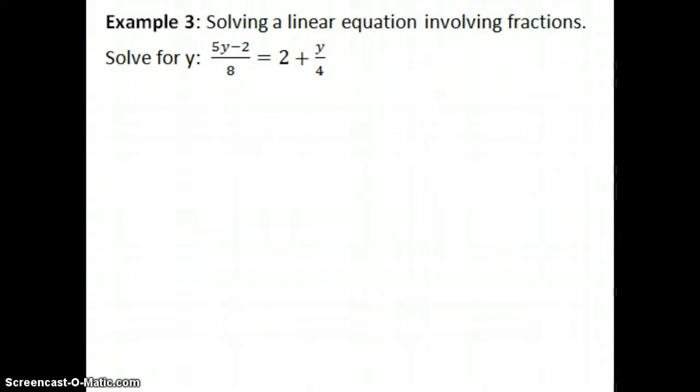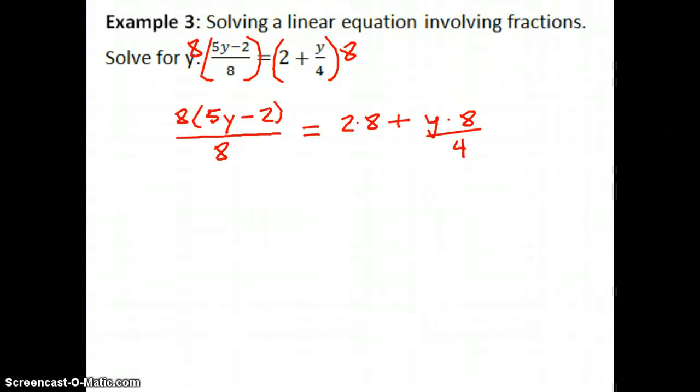This next problem here is a little bit more difficult simply because it has some fractions. Some people like to get a common denominator and deal with it that way. I like to just get rid of the fraction altogether and put it in the form of problem 2. And the way that I'm going to get rid of the fraction altogether is to just multiply by the least common denominator, which happens to be 8. So I'm going to multiply both sides by 8.